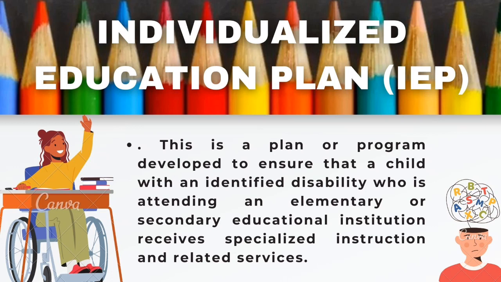So, what is an Individualized Education Plan or IEP? An individualized education plan or program, also known as an IEP, is a plan or program developed to ensure that a child with an identified disability who is attending an elementary or secondary educational institution receives specialized instruction and related services.